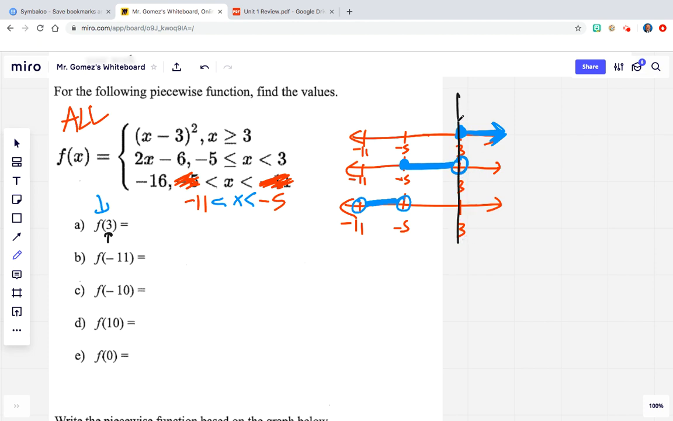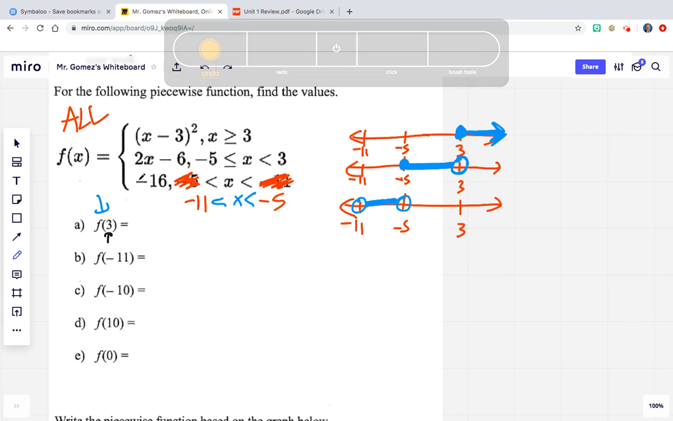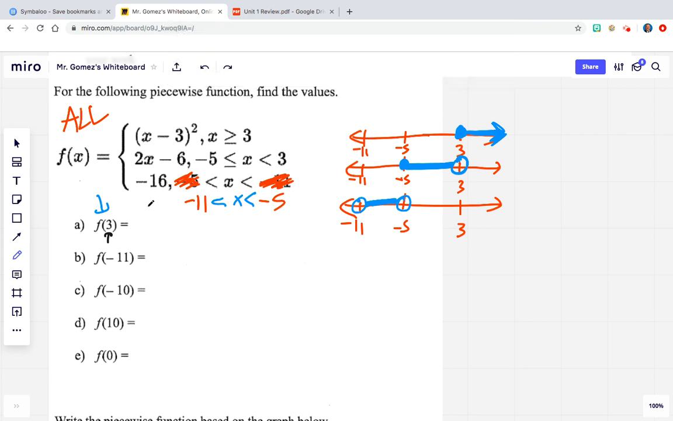And you got to ask yourself, which one is it touching? Well, it's touching this domain. That's where it exists because it's closed right there. So we're going to use the top function for this. So all we have to do is basically rebuild the top function.